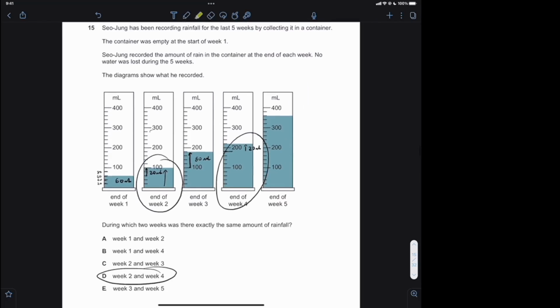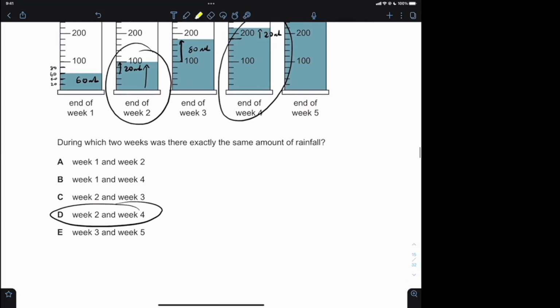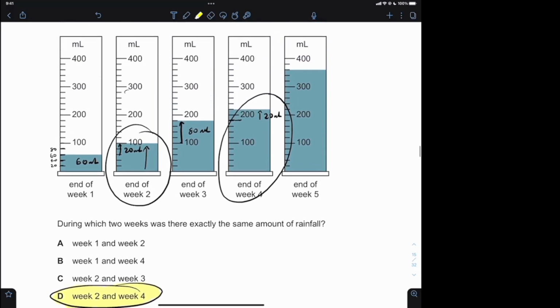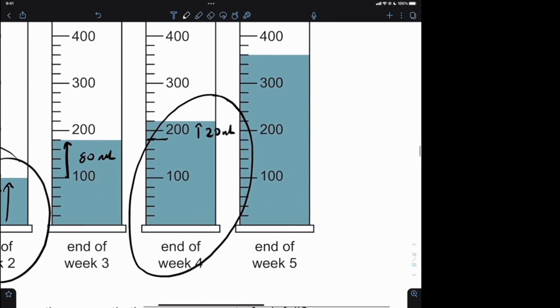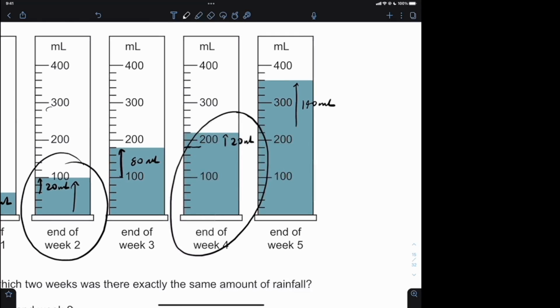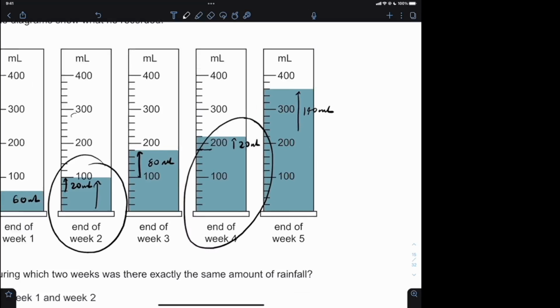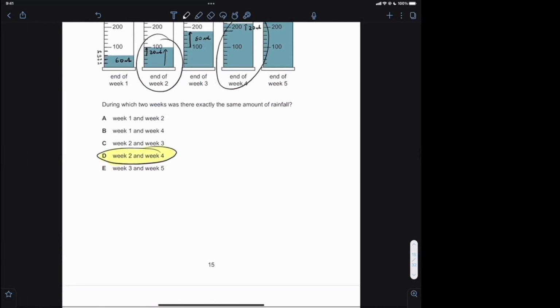All right, so just make sure you look through and you see which ones. Don't get confused by the fact that they're all different. It's because we're actually adding the amount. It's cumulative, is what we call it. And this last one, just in case we were curious, from 220 to 360 would be plus 140 mils. Which clearly doesn't line up with anything. Okay, so we can see week 2 and week 4 is our answer there.